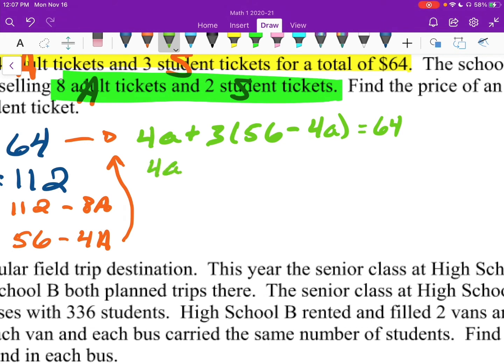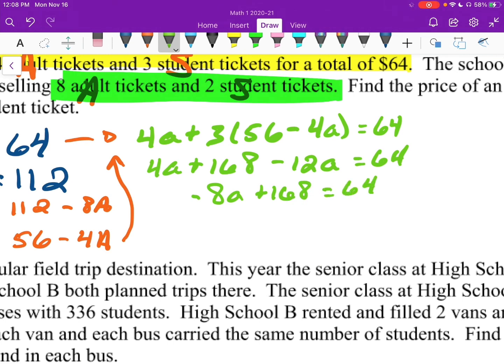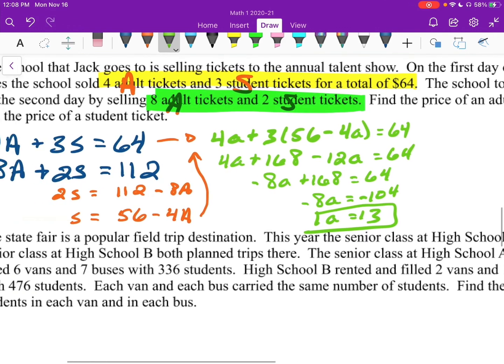Now I've got 4a plus 3 times 56 is 168, and then 3 times 4 is 12, so negative 12a equals 64. If I combine my a's together, I'm going to have negative 8a plus 168 equals 64. If I subtract 168 to the other side, I'll have negative 8a equals 64 minus 168, which is negative 104. Now if I divide by negative 8, a is 13. So an adult ticket costs $13.